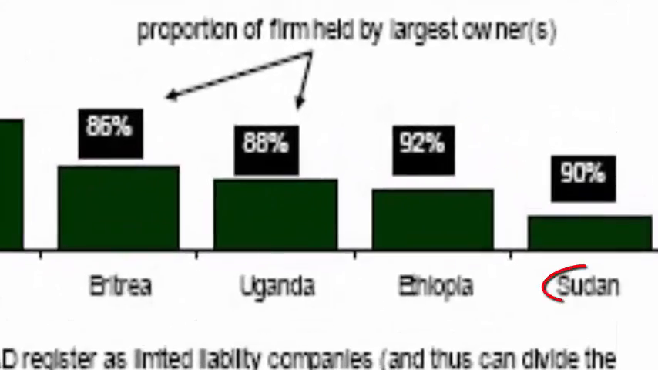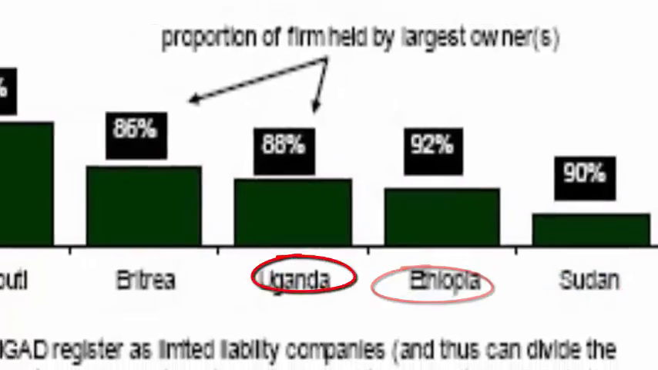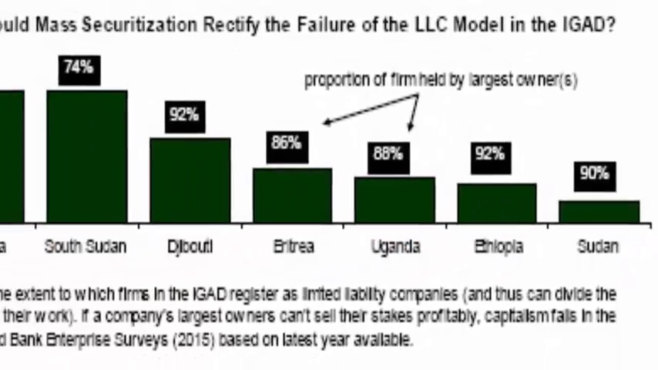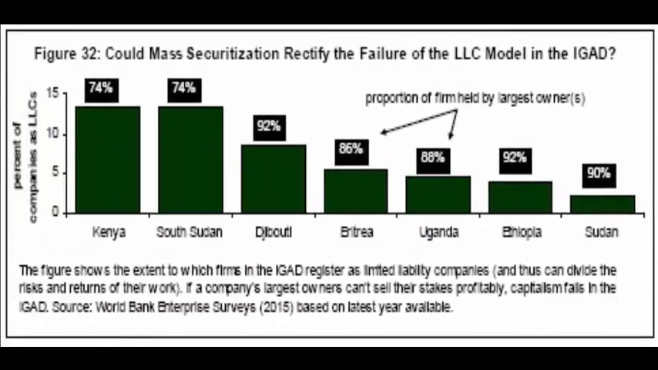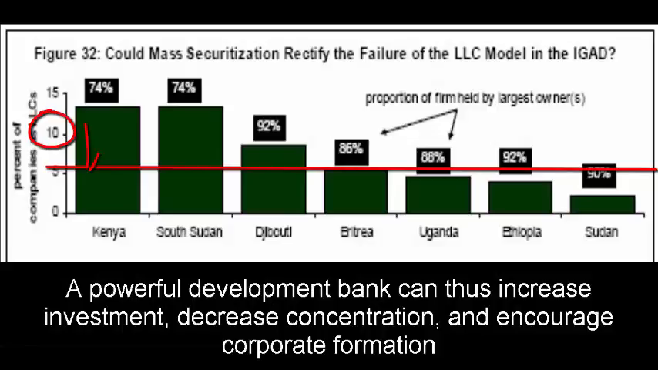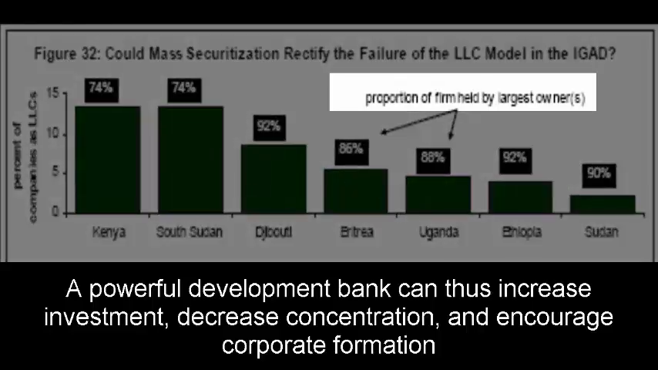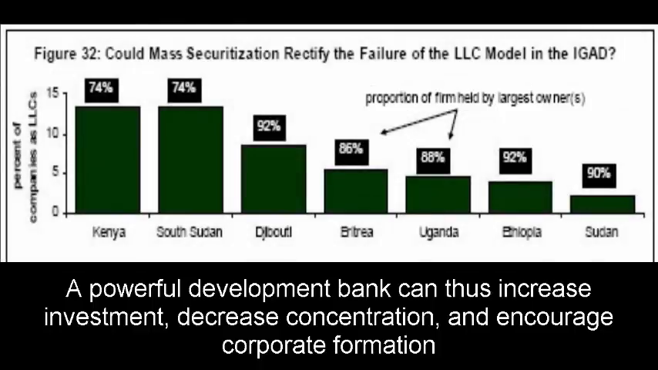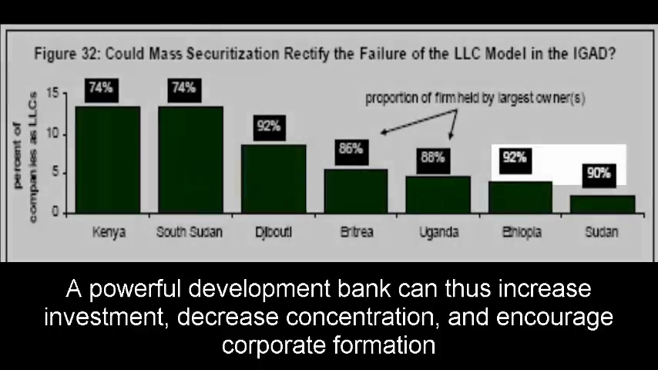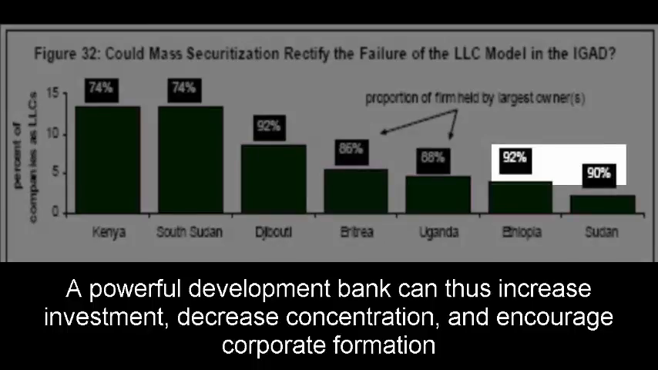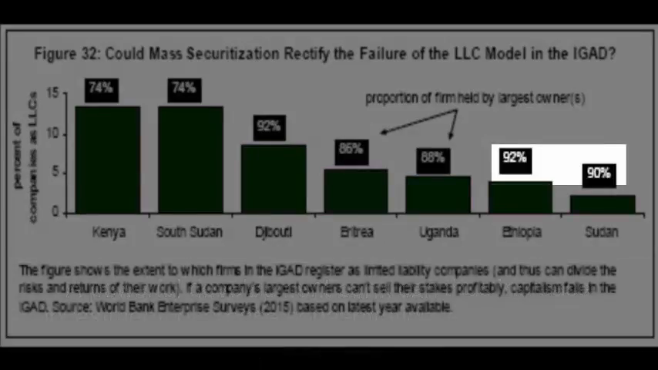Particularly looking at the Sudan, Ethiopia, and Uganda, we notice that the percent of companies which are organized as limited liability corporations falls well under 10%. In the case of Sudan and Ethiopia, under 5%. And what's more troubling is that for the companies that are there, we see very large concentration of ownership in relatively few very rich owners. In both the case of Sudan and Ethiopia, these companies have ownerships well in the 90% or over range.